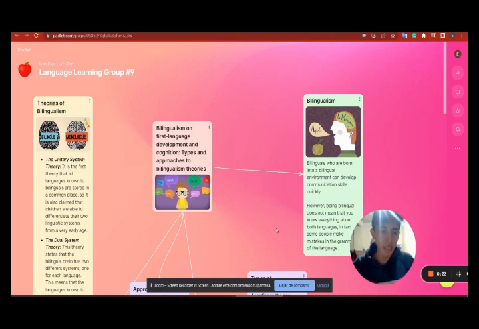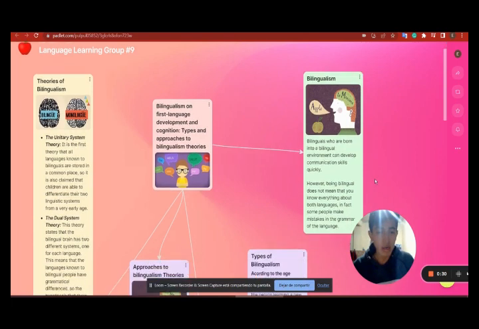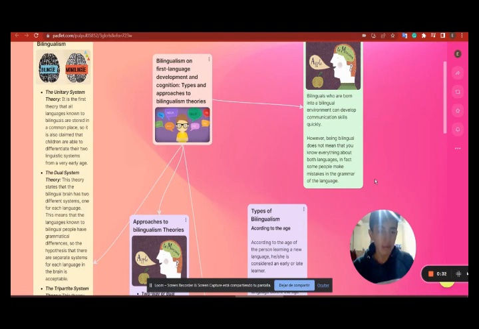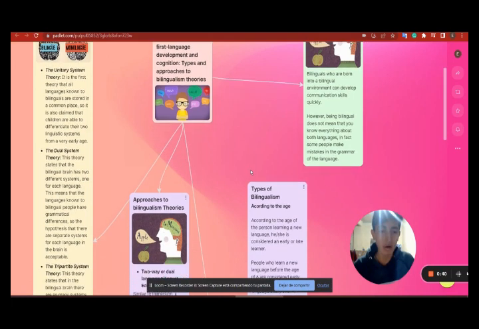Bilinguals who are born into a bilingual environment can develop communication skills quickly. However, being bilingual does not mean that you know everything about both languages. In fact, some people make mistakes in the grammar of the language.